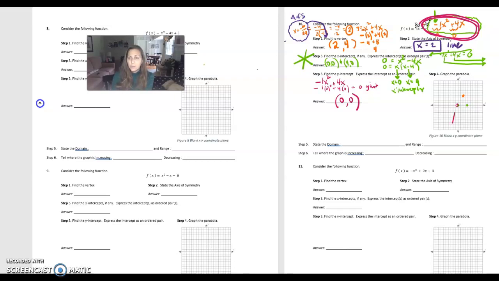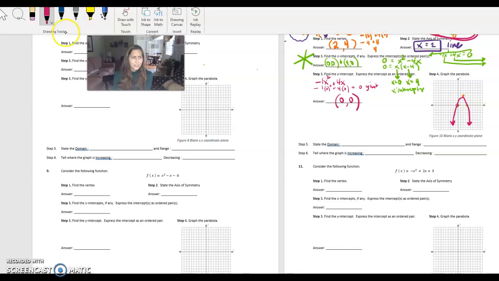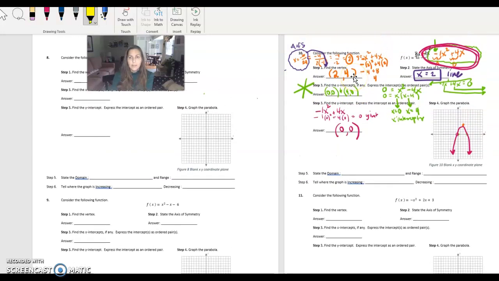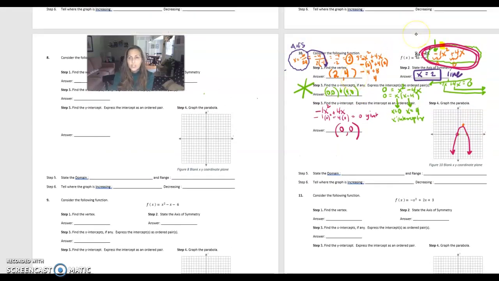This is a downward U. Now, hold up. We already knew that. How did I know that this U was going to open down? It's very important. Let's get a highlighter here. Okay, here's how I knew. If you look at the original problem, it started with a negative 1x squared. And that means it's going to open down.